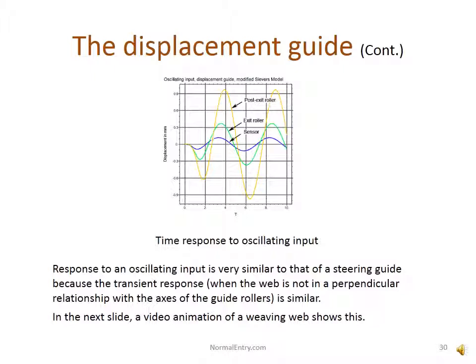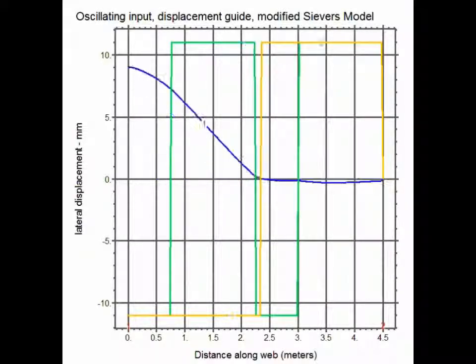Response to an oscillating input is very similar to that of a steering guide because the transient response, when the web is not in a perpendicular relationship with the axes of the guide rollers, is similar. In the next slide, a video animation of a weaving web shows this. Here we see the lateral oscillation entering at the pre-entry span on the left. The web is oscillating downstream, and it never has a chance to get to a steady state, so the oscillation downstream persists.